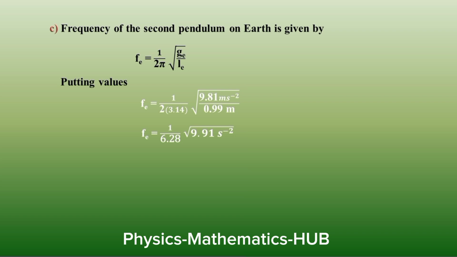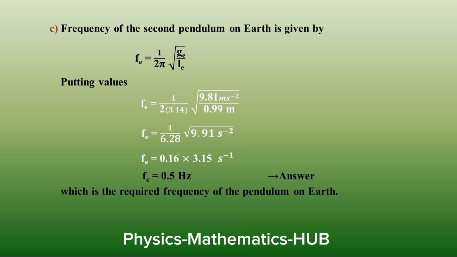Simplifying the fraction in the square root, we get 1 over 6.28 square root of 9.91 per second square. Applying the square root, we get frequency of the pendulum on earth is equal to 0.16 multiplied by 3.15 per second. Finally, we get Fe is equal to 0.5 Hertz, which is the required frequency of the pendulum on earth.